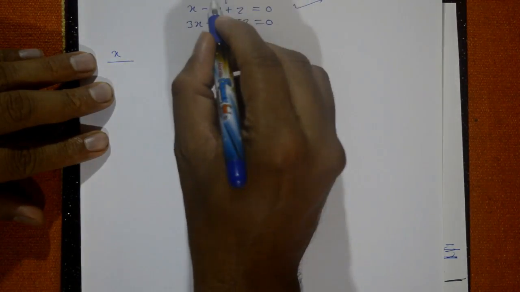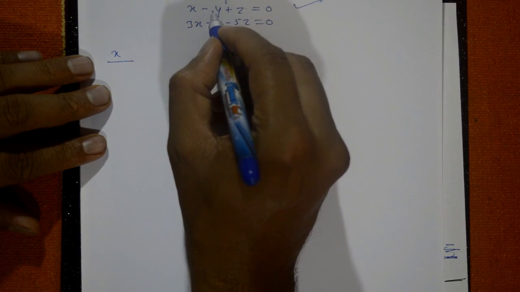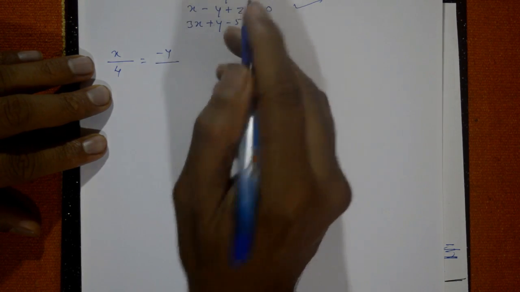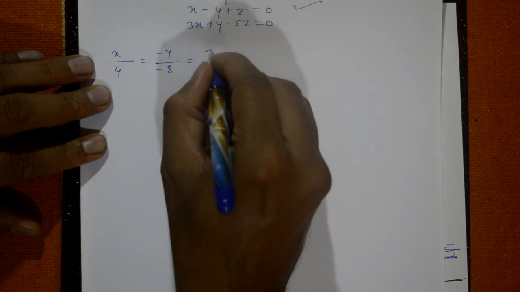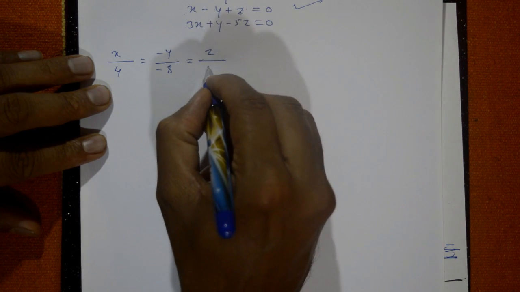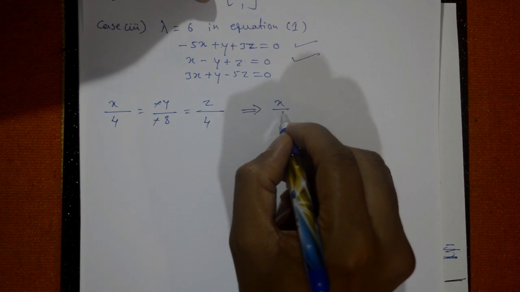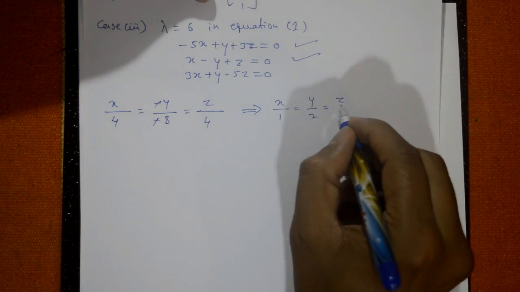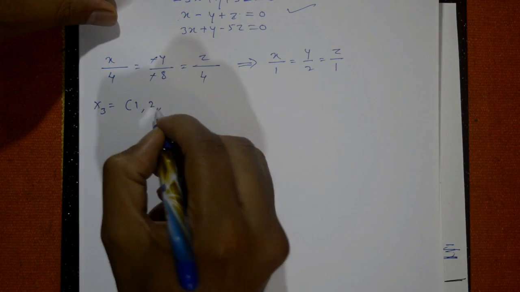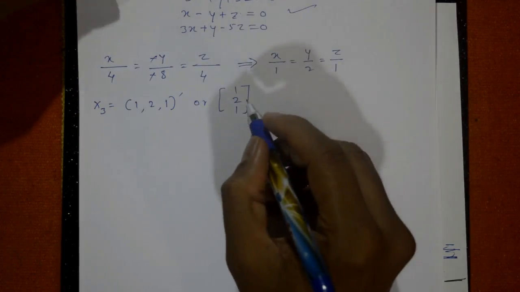x upon the multiplication of these elements, 1 plus 4. Okay, 1 into 1 and minus 3 is a plus 4, minus y upon minus 5 minus 3 is minus 8, so minus 8, z upon multiplication minus into minus plus 5 into minus 1 is a plus 4. Now 4 minus is cancelled, 4 is common. It is x upon 1, y upon 2, z upon 1. Now the third eigenvector is 1, 2, 1 dash, or column matrix 1, 2, 1. So x1, x2, x3 are the eigenvectors.